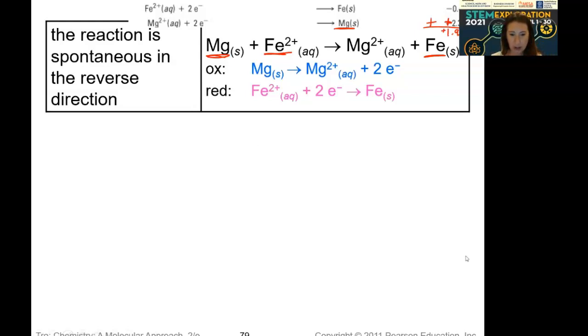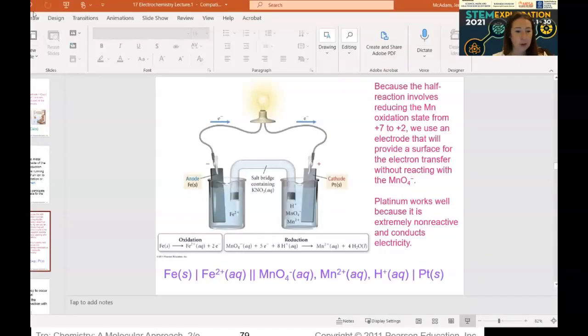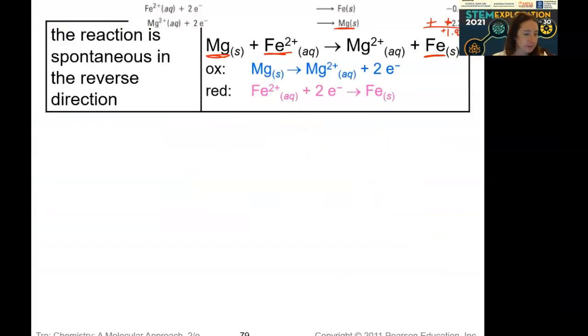Now, I won't make you do it on the quiz today, but let's say I asked you to draw this cell. The question is, how would we draw this cell potential? We're going to do that right now, except my computer is popping up crazy things everywhere.